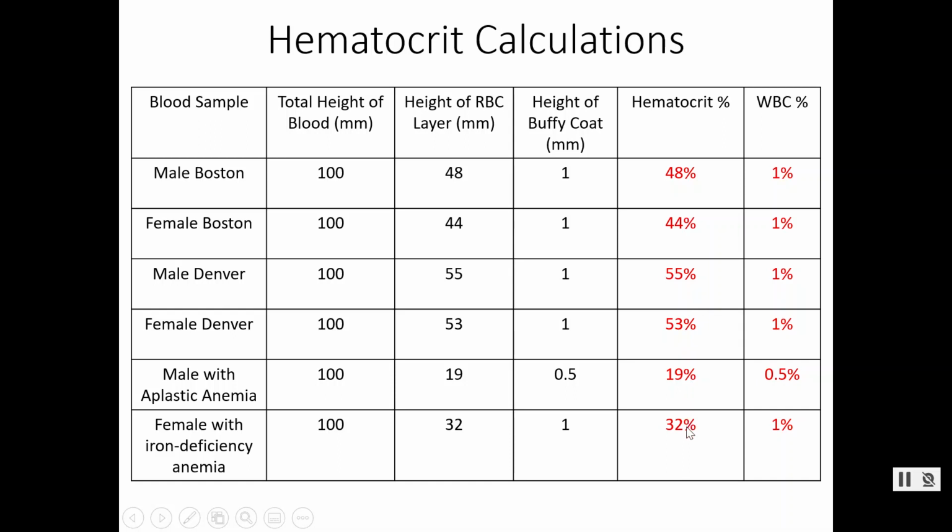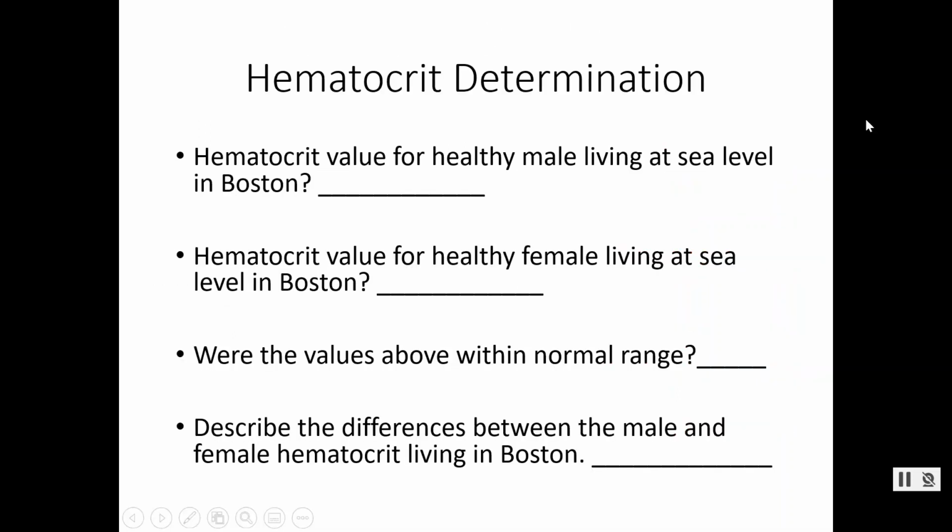Those values have not changed. Same thing with our buffy coat. Our buffy coat, 1 millimeter over our total blood volume would be 1%. And the only one here that is different is way down here. This would be 0.5% because our buffy coat was only 0.5%. So this should have been pretty straightforward. So we had our values. We filled in our table.